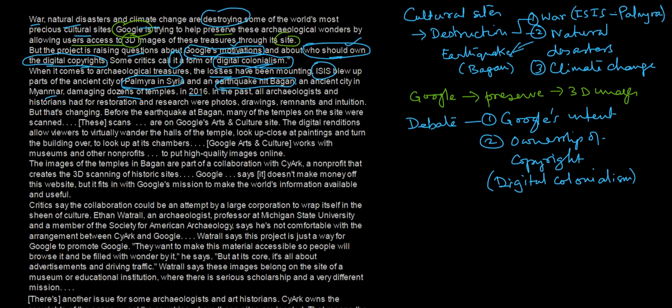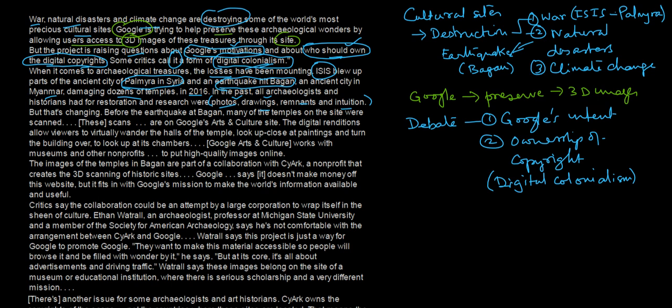In the past, all archaeological historians had for restoration and research were photographs, drawings, remnants, and intuition. So basically, this is before the advent of internet and digitization. At that point in time, they had to depend on the manual drawings or the photographs taken by people to study and research these ancient sites.